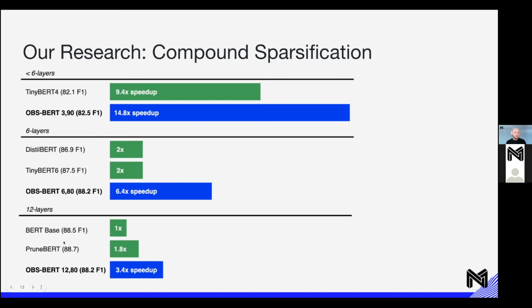And then finally, if we look at 12-layer, we have the BERT base where we can do a 12-layer 80% pruned model that gets 3.4x speedup and beats out Prune BERT and gets very close to the recovery on the BERT base model. So overall, we were really happy with these results, and a lot of work went into it.